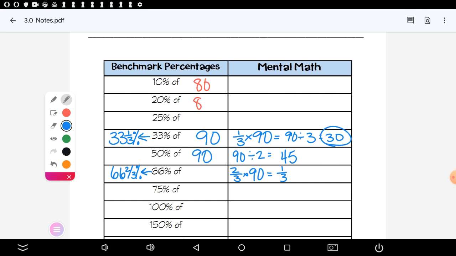Plus 1/3. So do you guys all agree that 1/3 plus 1/3 is 2/3? What is 1/3 of 90? 30. So I could do 30 plus 30 to get 2/3, or 30 times 2. So that's using benchmark percentages, finding an easy one and then building it up to get a harder one.